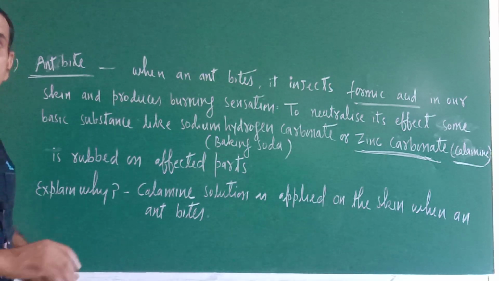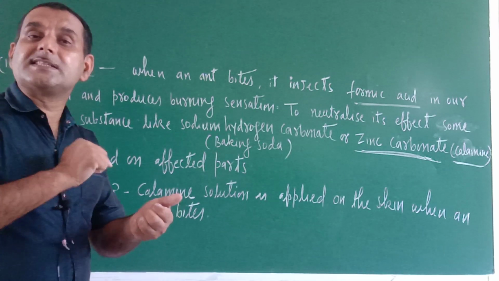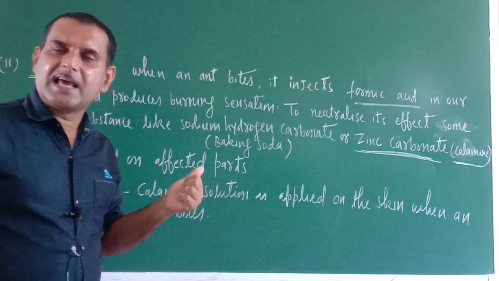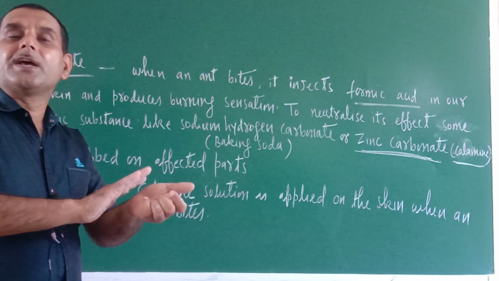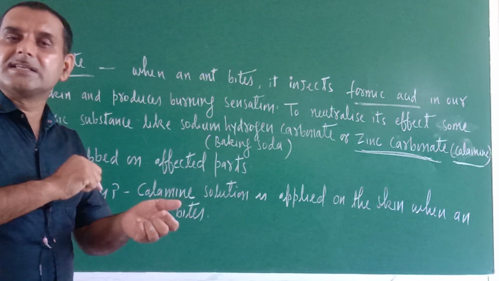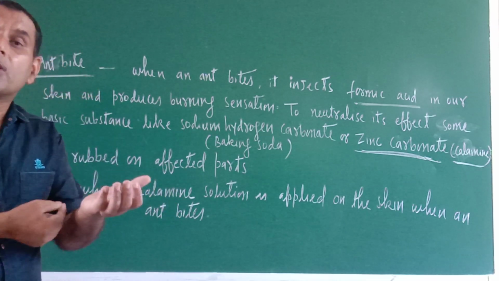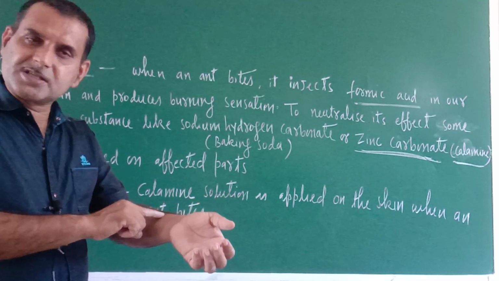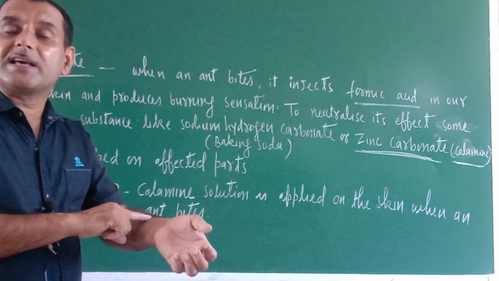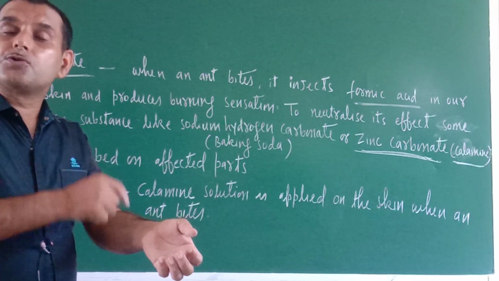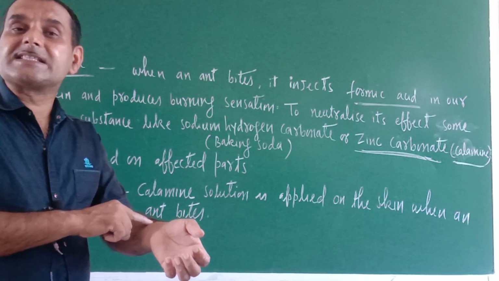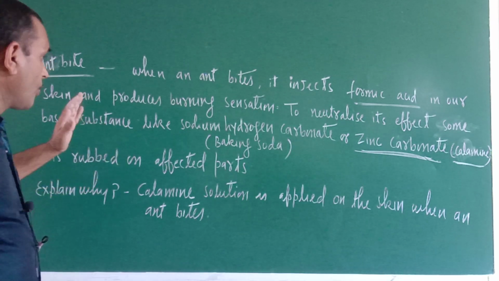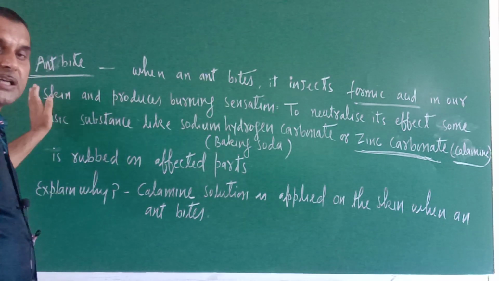Now you will ask, sir, you are rubbing while the formic acid is injected into our skin. Try to understand, when you rub these basic substances like baking soda or calamine, during rubbing some portion is soaked by our skin. This skin is permeable. Small pores are there, so through those pores the baking soda or calamine goes inside the skin, and whatever acid is there, it neutralizes. So there is a role of neutralization reaction in ant bite.